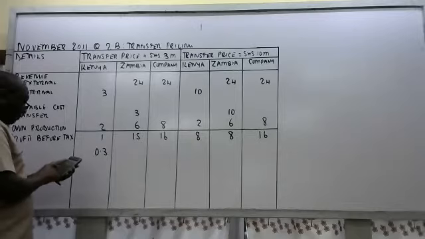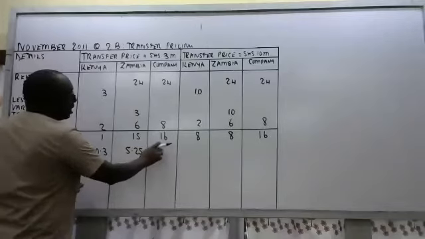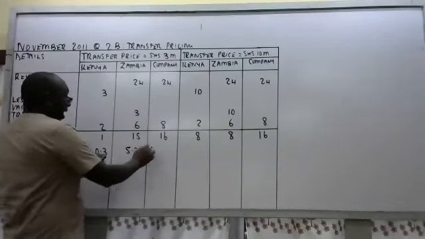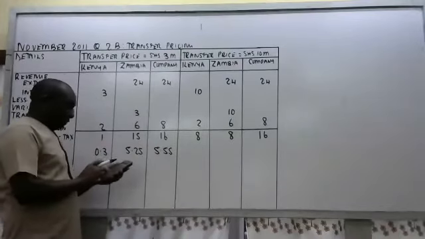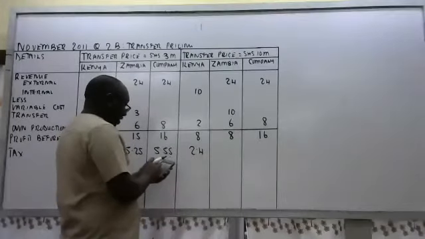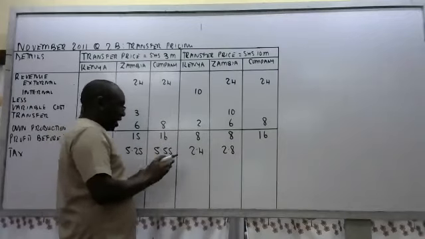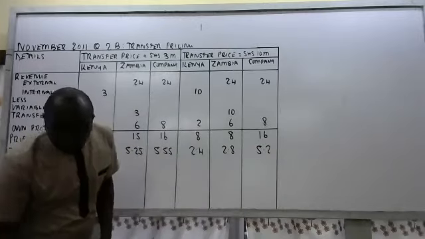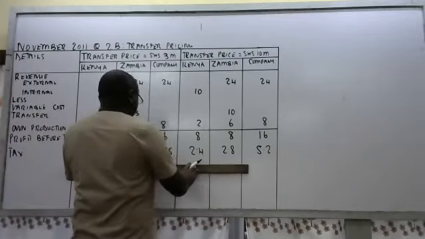So that 5% of 15 is 5.25. So here you add, you don't multiply, you add. So you add 0.3, and you should have 5.55. Then 0.3 of 8 is 2.4. Then 0.35 of 8 is 2.8. So plus 2.4, I'm getting 5.2. Then from there now, I should be able to report.